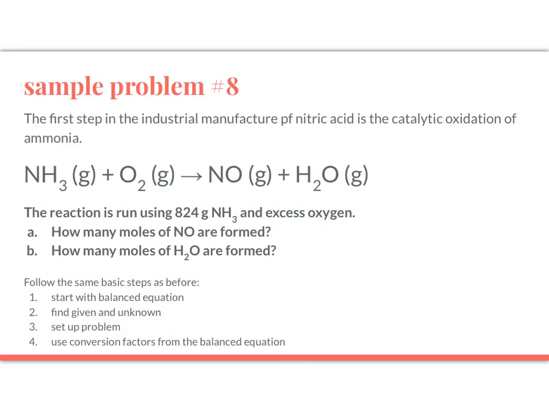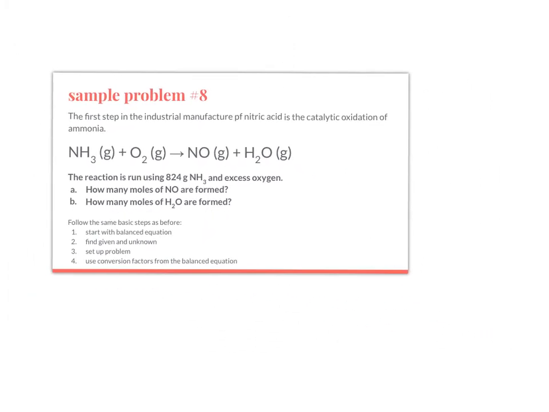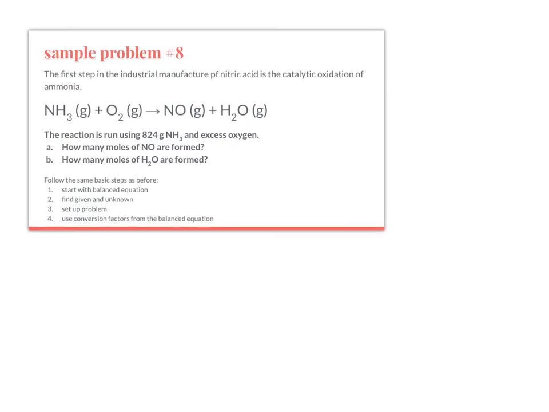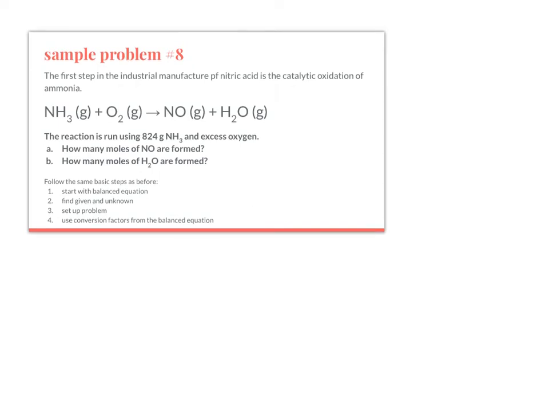Okay, so moving on to sample problem number 8. You only had to work out part B, but I am going to go through parts A and B. Okay, so it says the first step in the industrial manufacturing of nitric acid is the catalytic oxidation of ammonia, given this equation. And then the two questions are, it says the reaction is run using 824 grams of ammonia and excess oxygen.